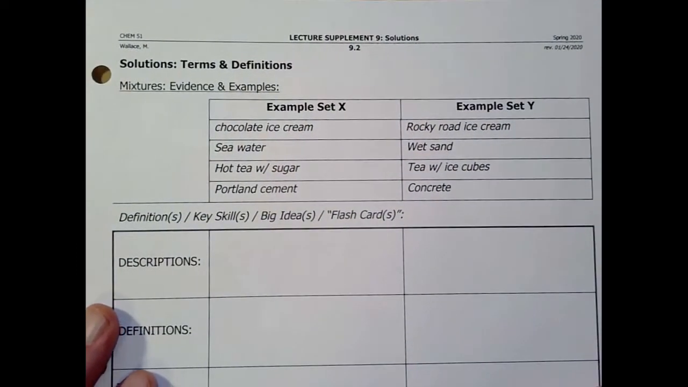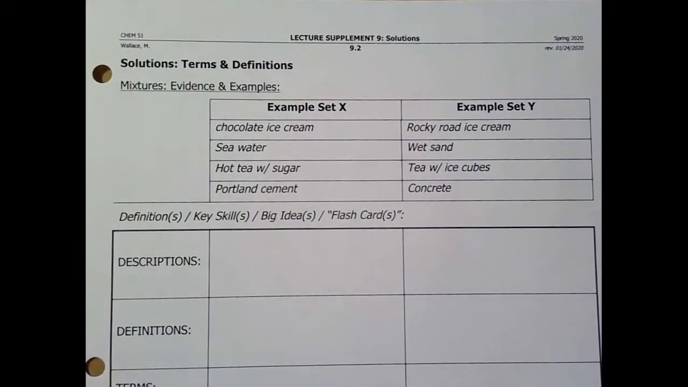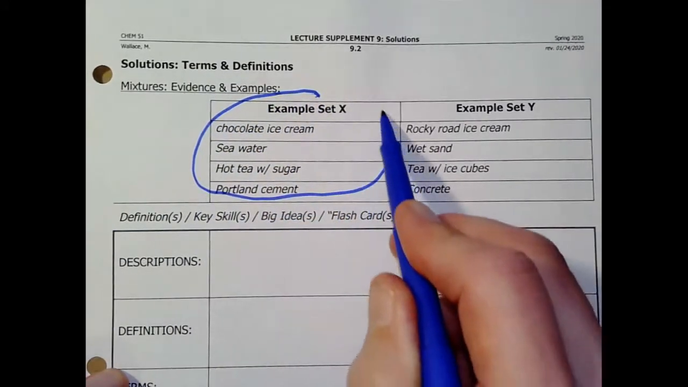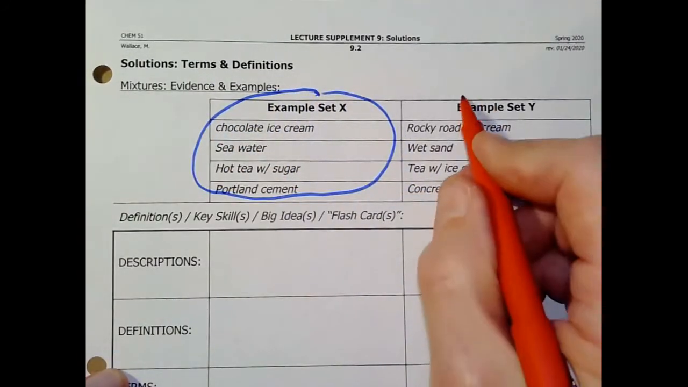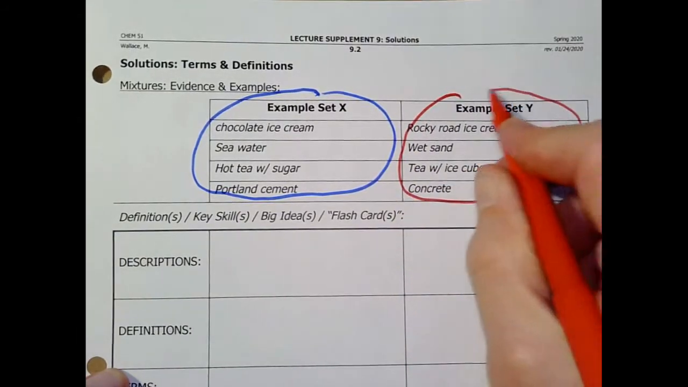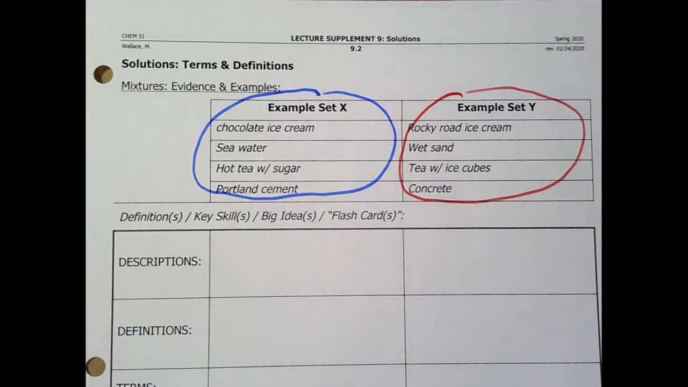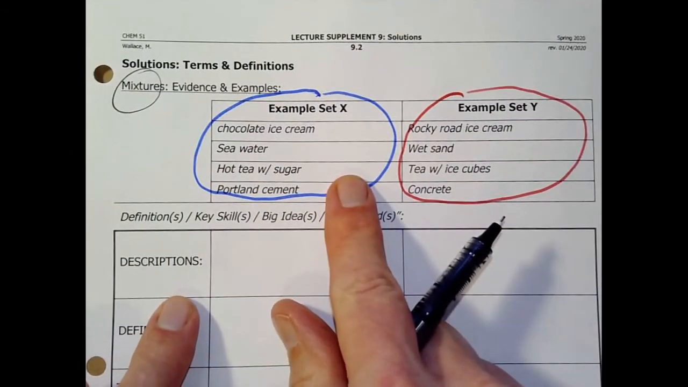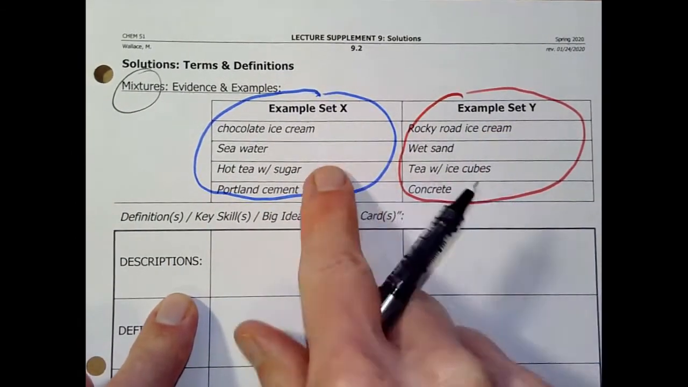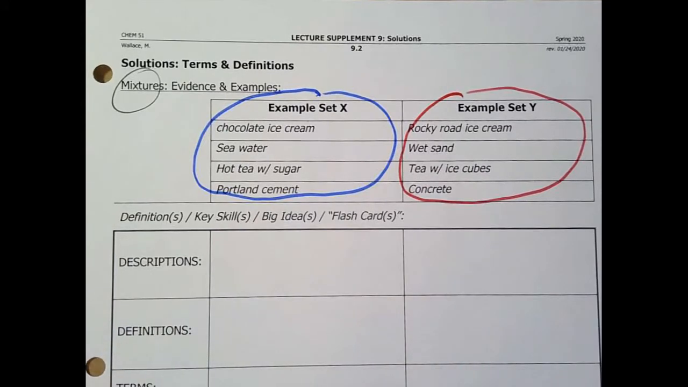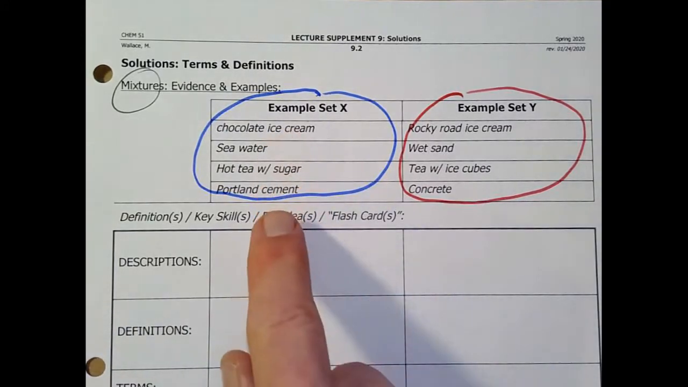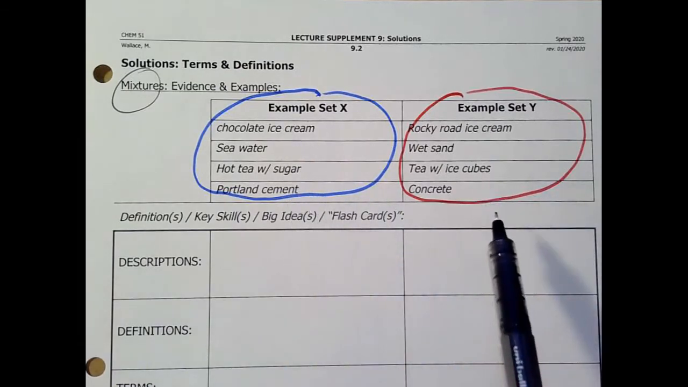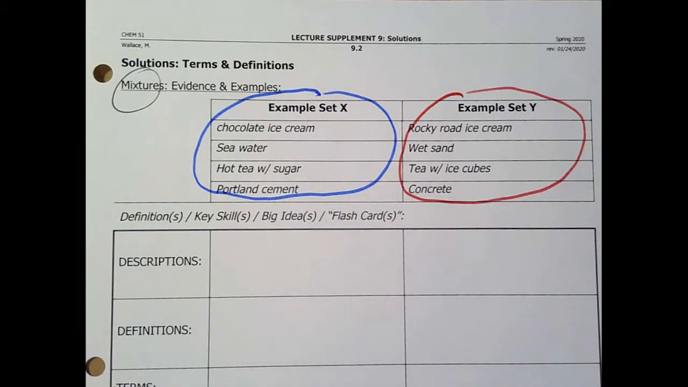Now, I've got 2 sets of examples. I've got example set X and example set Y. Now, these are both mixtures. But I would group this set together and this set together. They're really 2 very different types of mixtures. You might stop the video and look at those and say, gosh, why are those together? Why are they 2 separate groups?